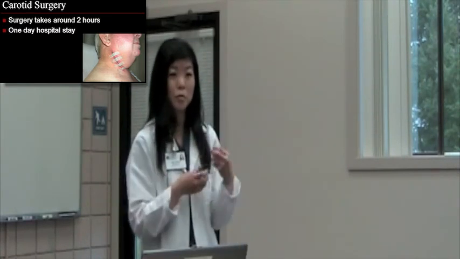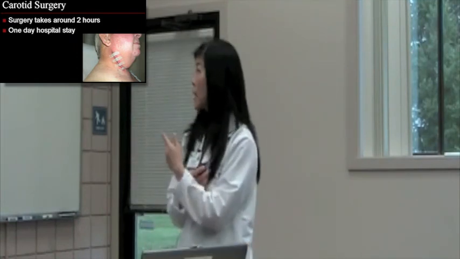All that plaque gets removed, and then that artery gets closed back up, usually using a synthetic patch of some sort. So carotid surgery takes around 2 hours. It's a one-day hospital stay. Most people go home the next day and are fully functional again by a couple of weeks. So we're going to get into a little bit of data, and I'm again going to try to keep it pretty simple, but how do we decide when to do surgery?